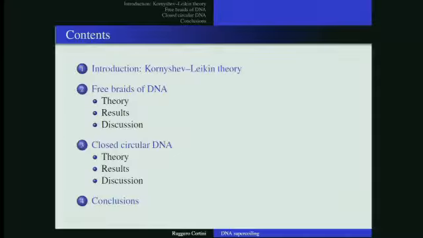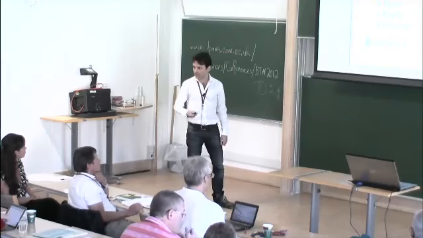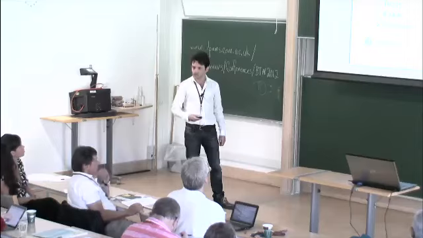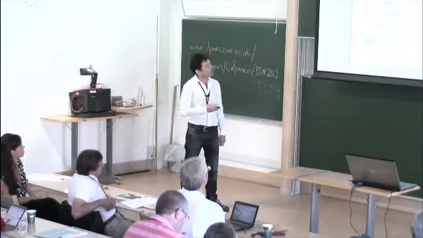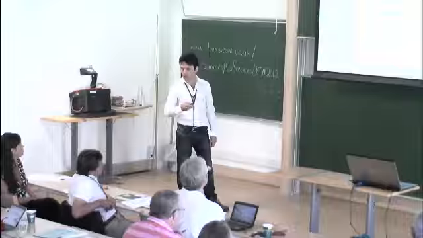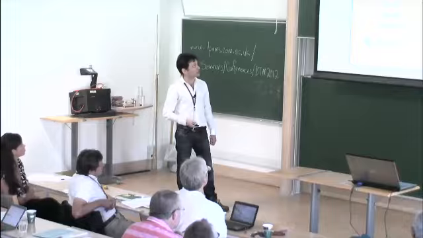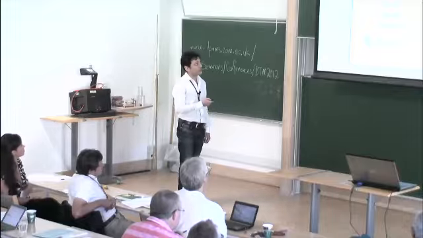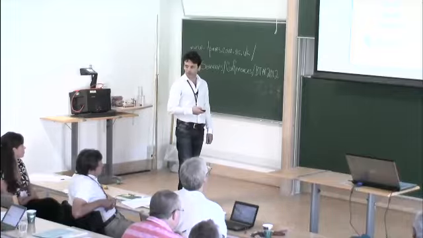So in my talk I want to tell you about what happens if you take the Kornishev-Lakin theory of DNA-DNA interactions and you apply it to the case of DNA supercoiling. Turns out that there are very important and significant effects that might arise because of it. So I'll tell you briefly about the Kornishev-Lakin theory, and then I'll tell you about its applications in the case of free braids of DNA and closed circular DNA.